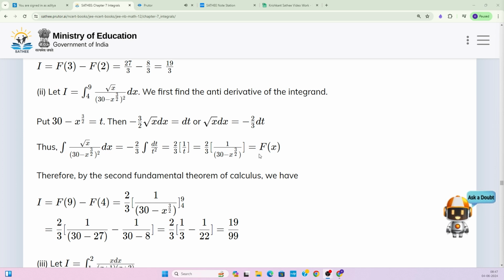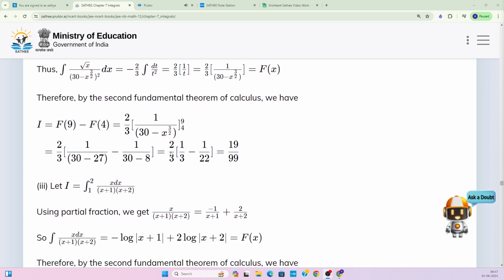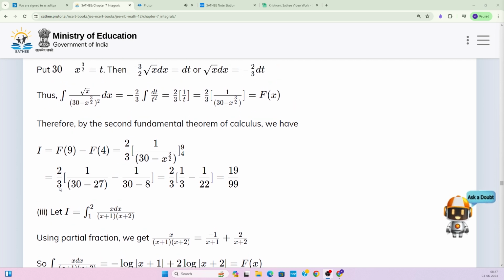This will be what? Your capital F(x). So therefore, by the second fundamental theorem of calculus, we have what? F(9) minus F(4). So F(9) means 2.